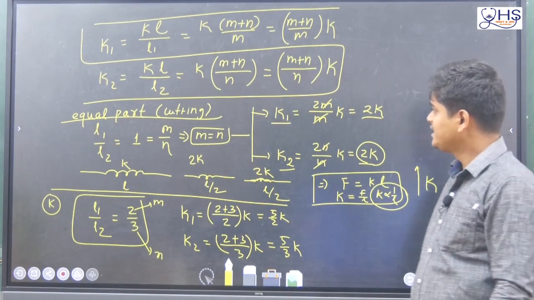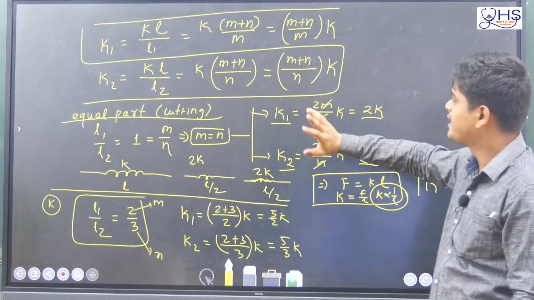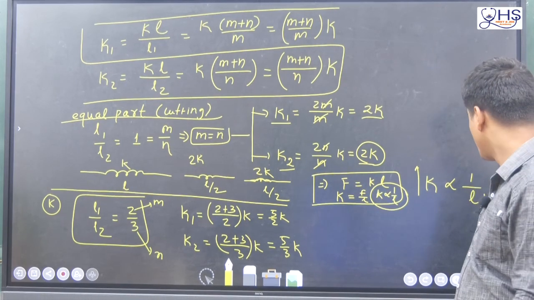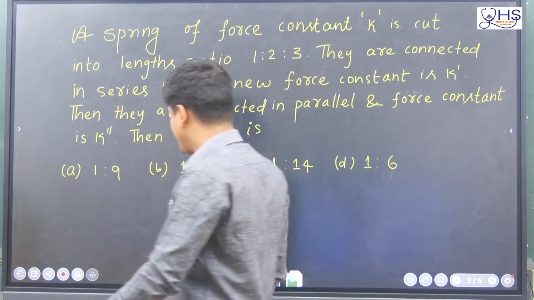Okay. Now, see here something when calculating this one, you are taking M plus N by N and M plus N by M, that type of thing you are taking for 2 springs, remember. Now, for 3 springs we will do it in the questions itself.